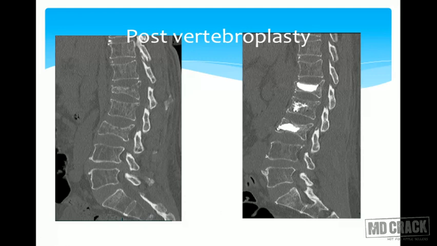Now, another thing, what the interventional radiologists do nowadays is, suppose there is a compression fracture due to osteoporosis. Now in this patient, you see there are multiple levels of compression fracture, and these compression fractures can give rise to severe pain. So what people do is vertebroplasty. You go through the pedicle and you inject cement, and this will definitely give relief to the patient.